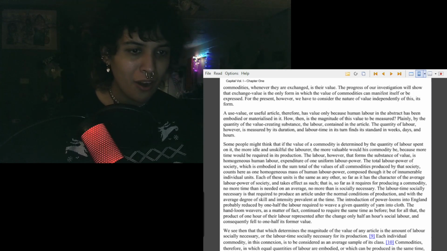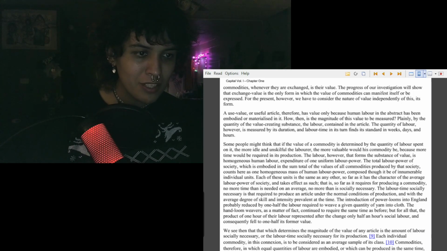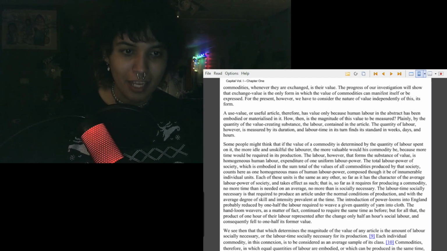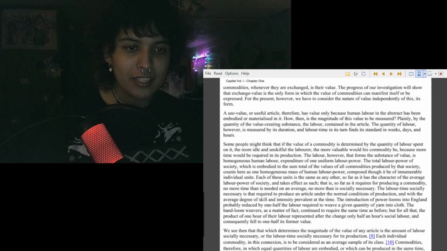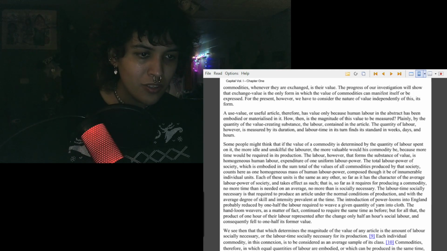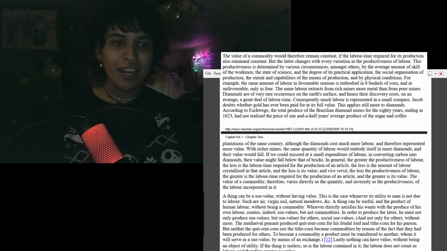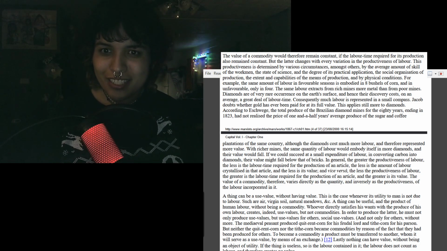The labor, however, that forms the substance of value is homogeneous human labor. Expenditure of one uniform labor power, the total labor power of society, which is embodied in the sum total of values of all commodities produced by society, counts here as one homogeneous mass of human labor power composed. Wait a minute! Oh, wait, is he okay?